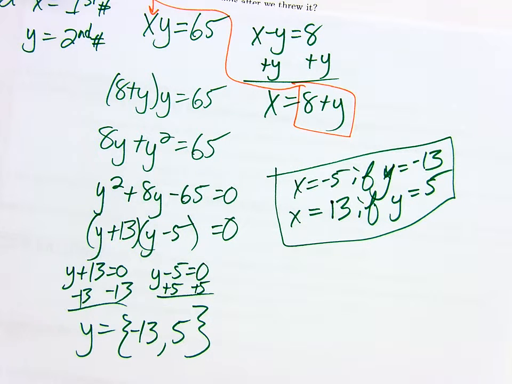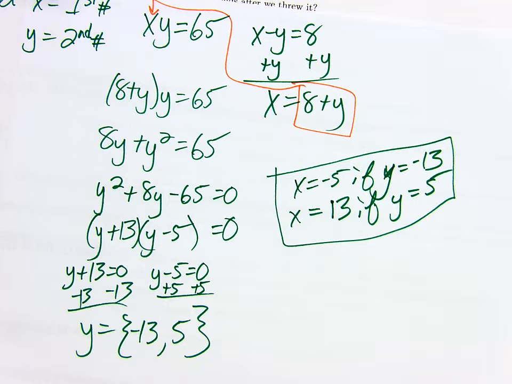Yep. I don't know if it's just for the problems we do, but it seems like whenever you change, you took the opposite of the other number. So like negative 5 and then positive 13, and then negative 13 and positive 5. For these style problems, that's how it'll work.